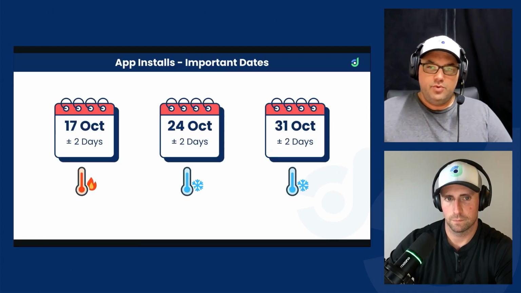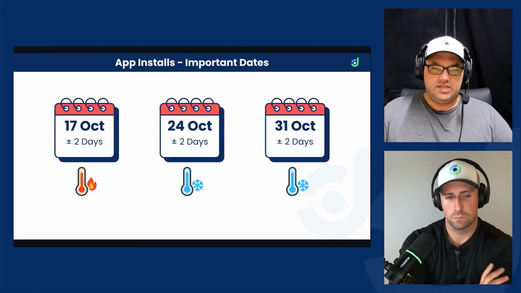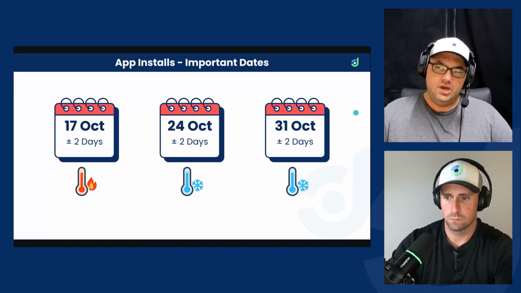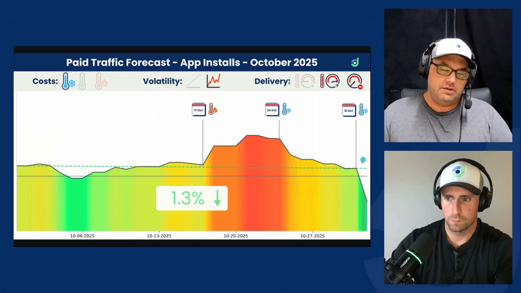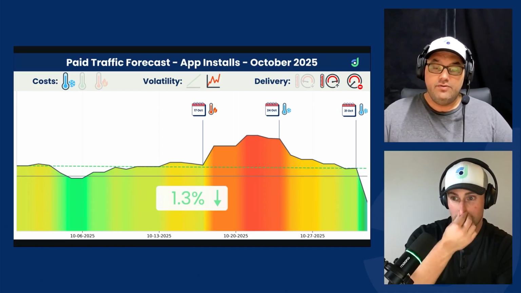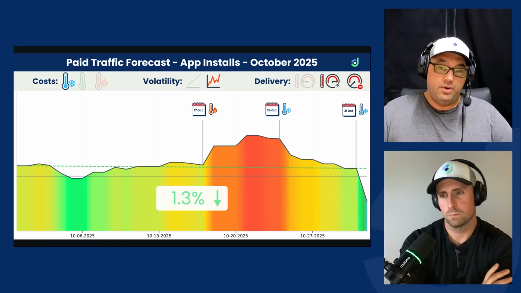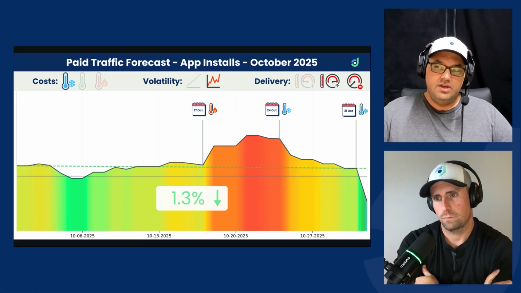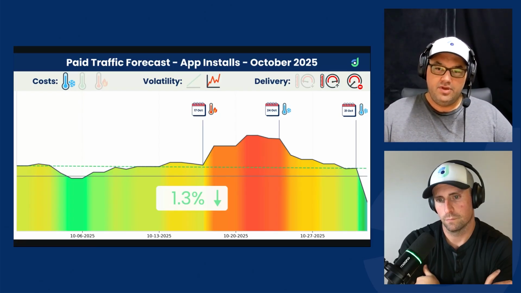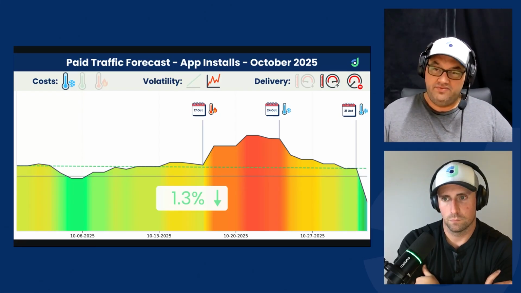For the month of October, we've got 3 important dates. That's the 17th of October, 24th, and the 31st. And let's take a look. And as John said, we're looking at an average decrease overall for the month by 1.3%. However, there is a massive, glaringly obvious camel hump here through the sort of middle towards end of the month, which is going to cause some severe volatility.